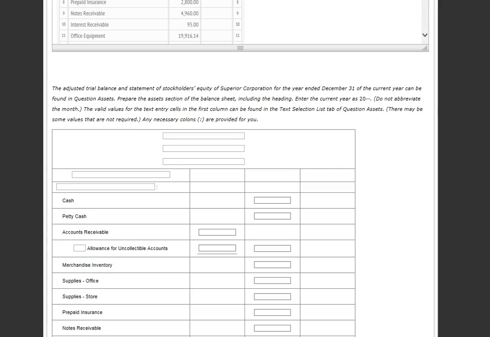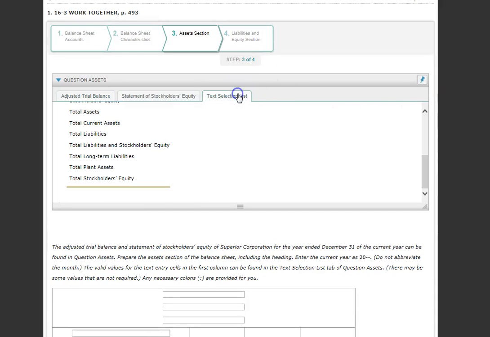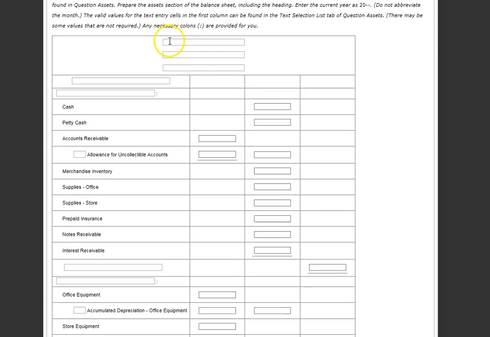Prepare the asset section of the balance sheet, including the heading. Enter the current year as 20-. Do not abbreviate the month. The valid values for text entry cells in the first column can be found in the text selection list tab of the question assets. There may be some values that are not required. Any necessary colons are provided for you. So this is just how we're supposed to word things, but I'm looking at the book and we should be able to select the text pretty well. So we have Superior Corporation, balance sheet, December 31st.